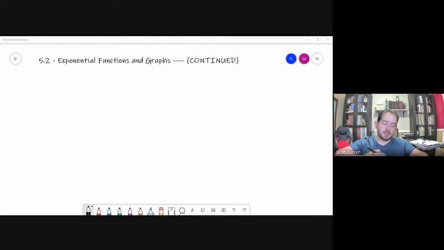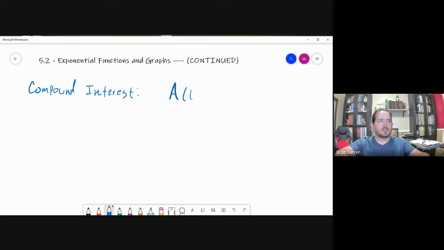One of the applications of exponential functions was compound interest. And so compound interest has this formula. The amount as a function of time is equal to P multiplied by 1 plus R over N all raised to the N times T.